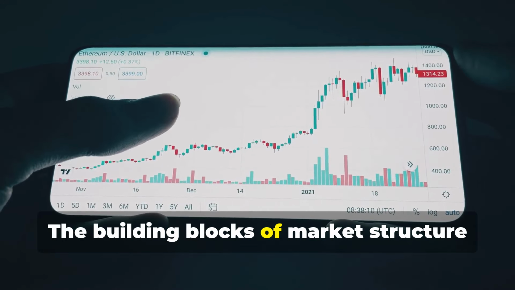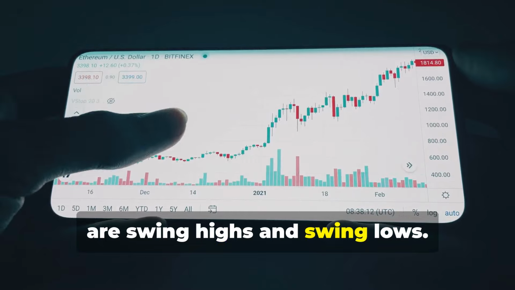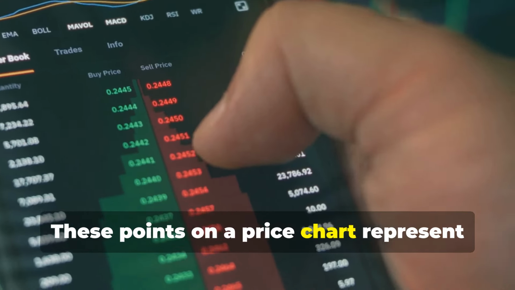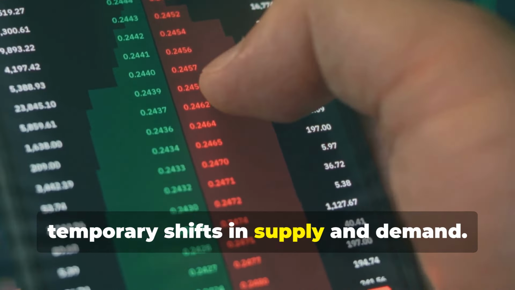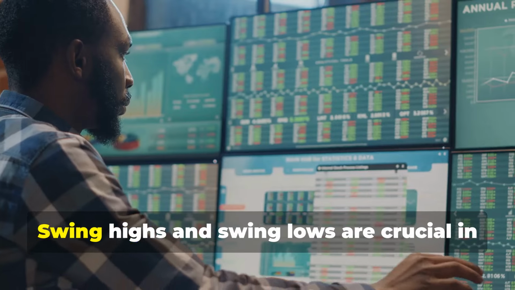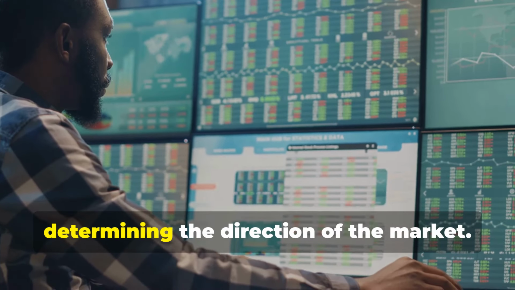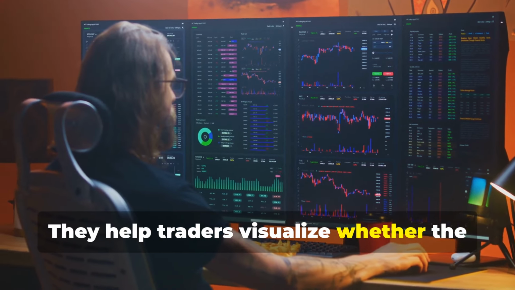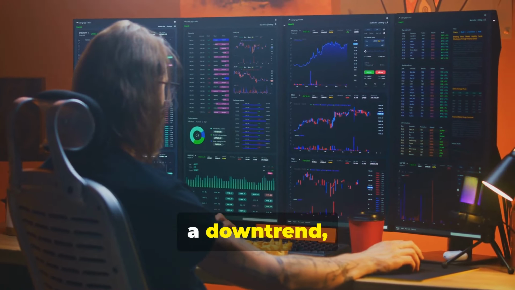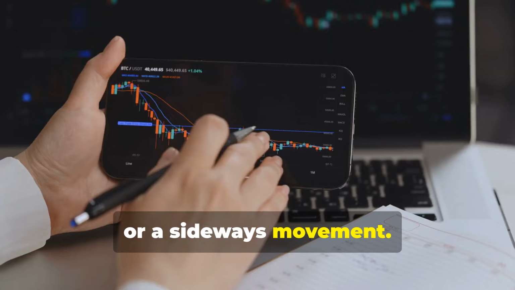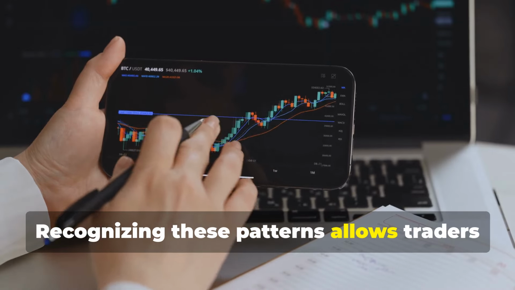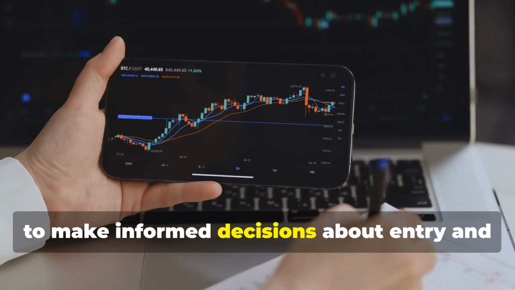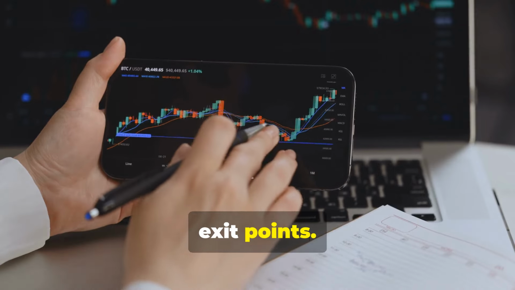The building blocks of market structure are swing highs and swing lows. These points on a price chart represent temporary shifts in supply and demand. Swing highs and swing lows are crucial in determining the direction of the market. They help traders visualize whether the market is in an uptrend, a downtrend, or a sideways movement. Recognizing these patterns allows traders to make informed decisions about entry and exit points.